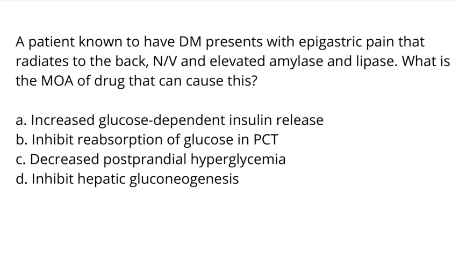A patient known to have diabetes mellitus presents with epigastric pain that radiates to the back, nausea, vomiting, and elevated amylase and lipase. What is the mechanism of action of the drug that can cause this? A. Increased glucose-dependent insulin release. B. Inhibits reabsorption of glucose in the proximal convoluted tubule. C. Decrease postprandial hyperglycemia. Or D. Inhibits hepatic gluconeogenesis.